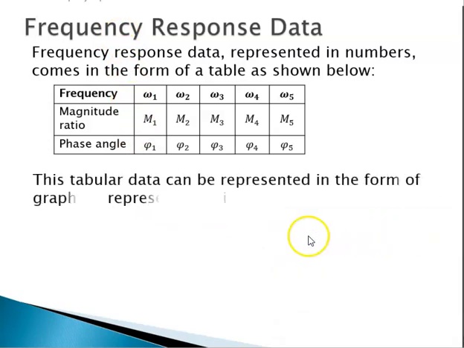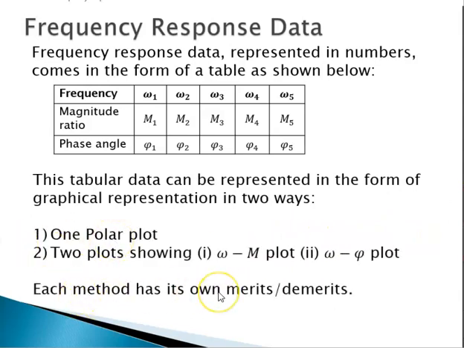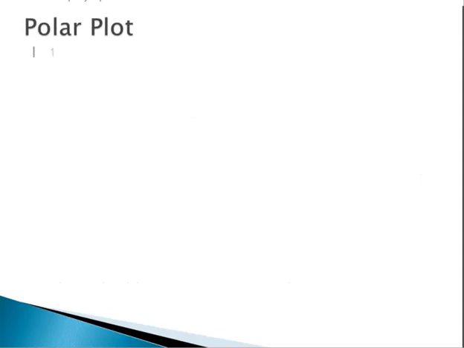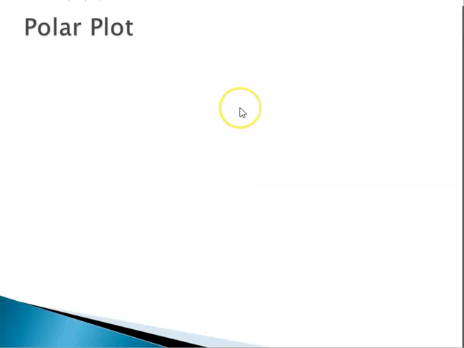One is what we call polar plot, and the other one is what we call Bode plot. Each plot has its own features, which we may say are merits and demerits. We are going to see each one of them in a little bit in the slides to come. We'll begin with polar plot.